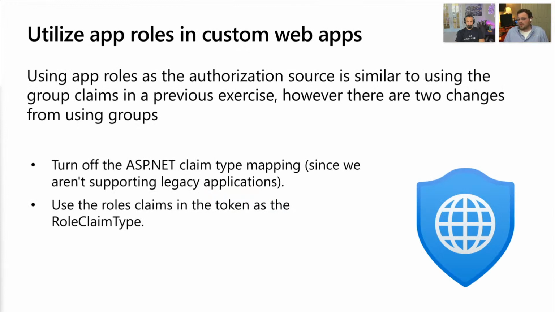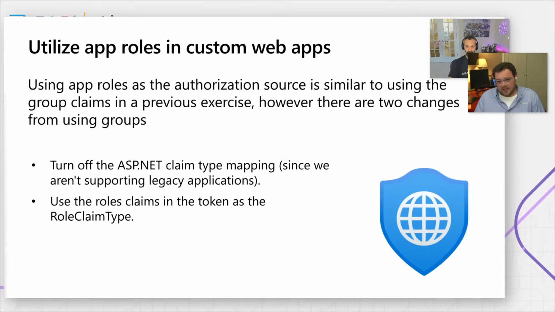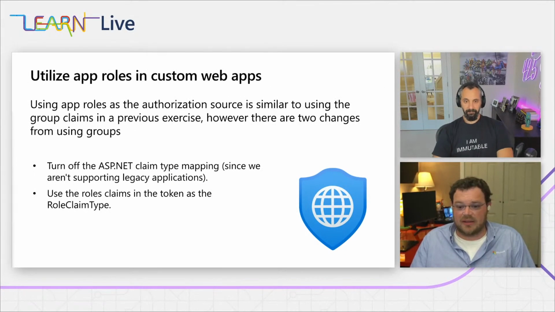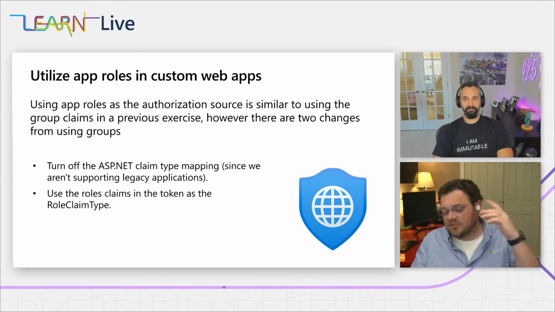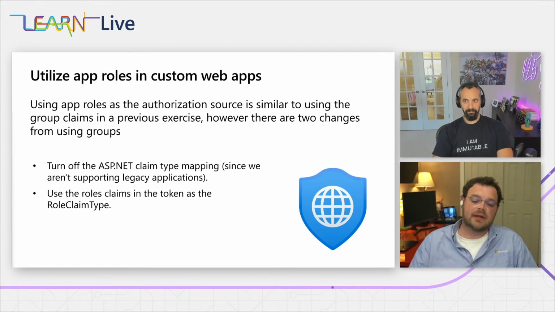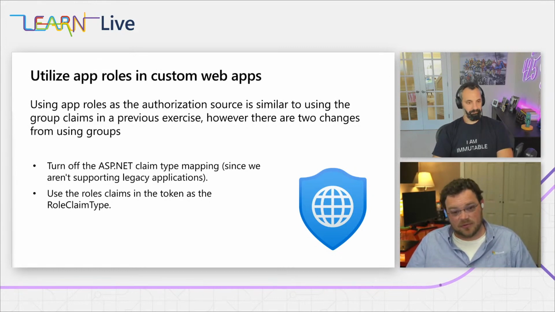Also, because we are sending these over in the roles claim, ASP.NET will just pick that up magically. So we don't have to change our mapping types. We don't have to set our role claim type. We don't have to do any of that because it's going to come over as roles, and ASP.NET's just going to pick it up, and it's just going to work like magic, right?